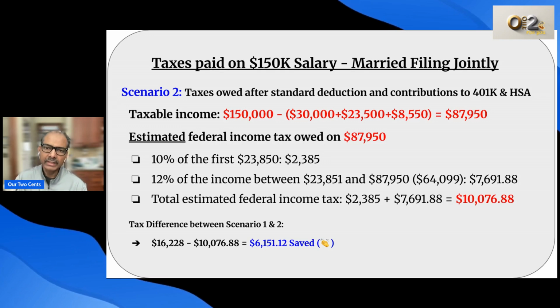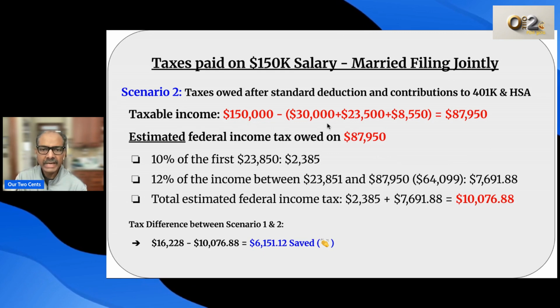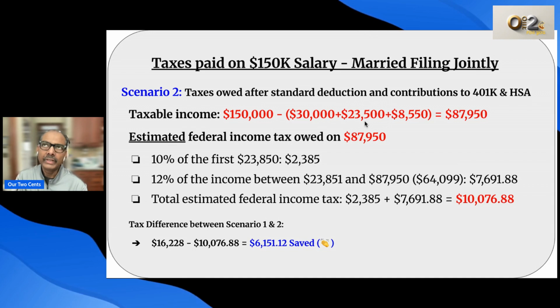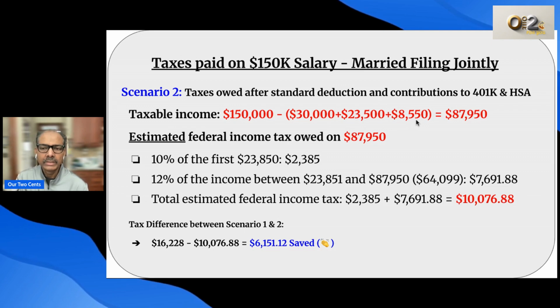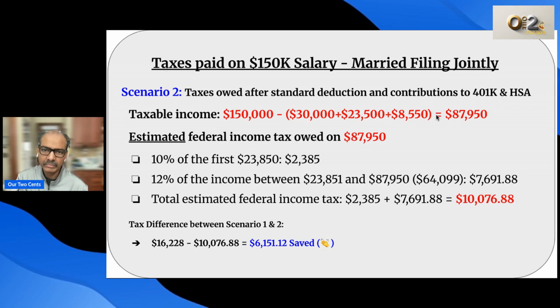So let's assume in the second scenario, same $150,000 income, and they have the standard deduction of $30,000. They're not doing an itemized deduction. For 2025, the 401k max contribution is $23,500, and we are assuming the employee is less than 50 years old. Above 50, there are additional contributions you can make, and for today's discussion, we'll keep it simple. And $8,550 is for a family for an HSA, that's the maximum contribution limit.